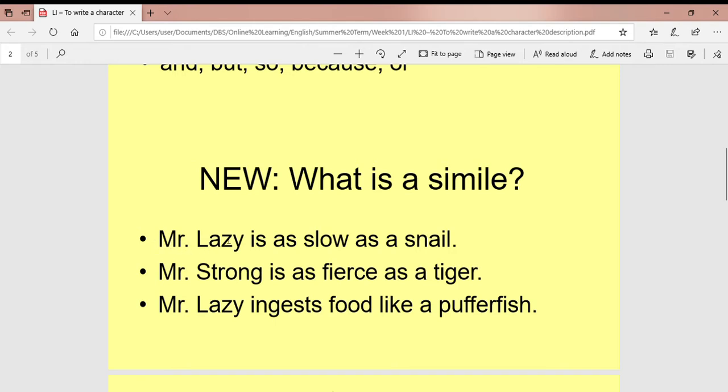Mr. Lazy is as slow as a snail. Mr. Strong is as fierce as a tiger. Mr. Lazy ingests food like a pufferfish. That would mean ingest would mean consume the food and process the food. So we use the words as with an adjective as, or like when we're writing similes. See if you've heard any similes or read any similes in the story of Mr. Quiet.